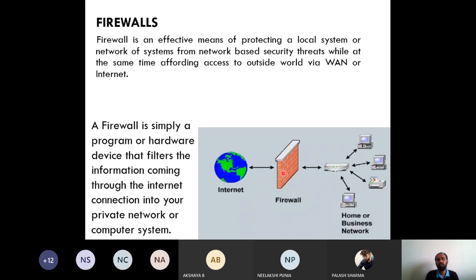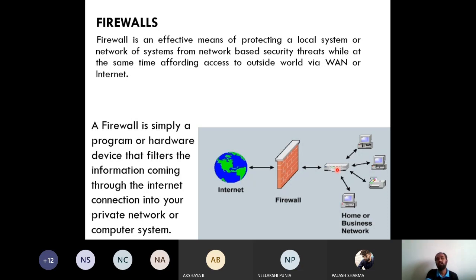This is the firewall, which may be implemented at the connecting device level. For this connecting device, you may think of a simple router. If the firewall is established at this hardware level, which is the router, then that single firewall can give protection to all the devices connected to it. That's what I will call a hardware firewall.